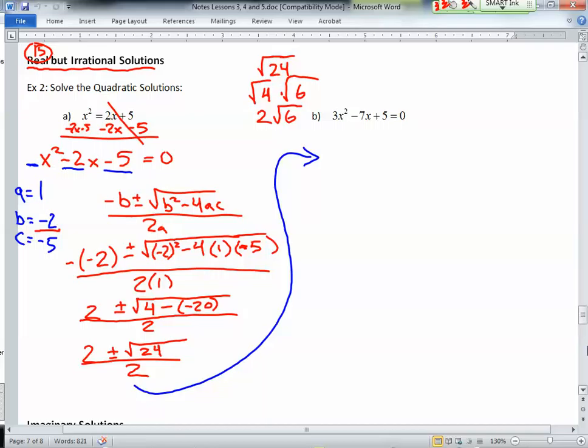So when I come down here below, I'm going to have 2 plus or minus 2 times the square root of 6, and all of that being divided by 2. Since I have a 2 here, here, and here, I can go ahead and simplify this. They essentially cancel each other out, and I get 1 plus or minus the square root of 6.